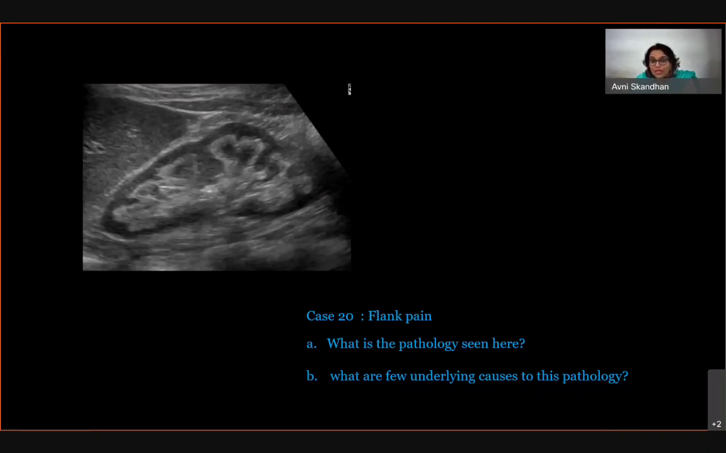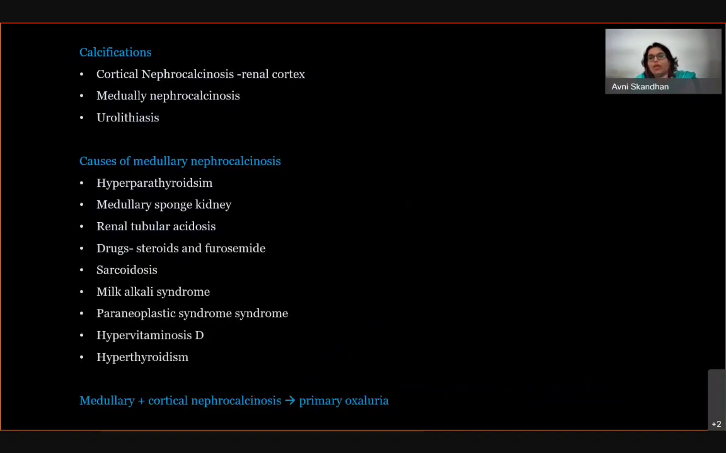A lot of you said it was medullary sponge kidney. You're not going to say it's medullary sponge kidney by seeing this. You're going to say it's medullary nephrocalcinosis. And when it goes on to further discussion, that is when you list out your differentials. There are a lot of differentials, and based on their lead questions or the history they have given, you have to narrow down your diagnosis. But you cannot say it's a medullary sponge kidney based on that image alone.